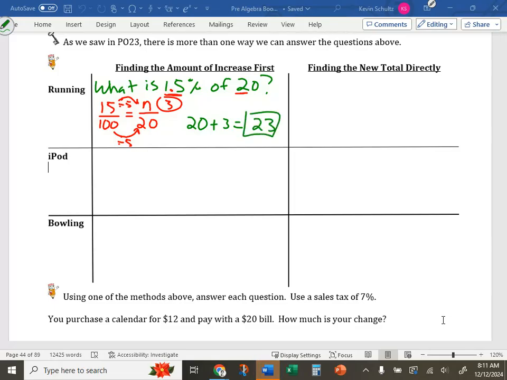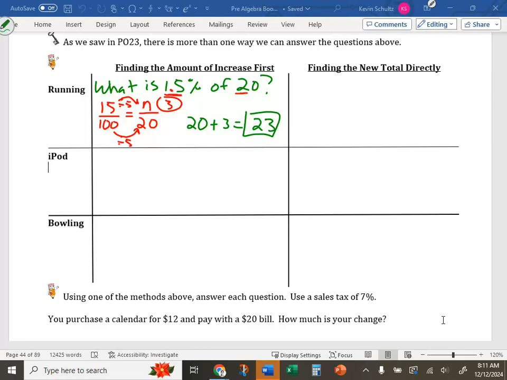Okay? So again, notice that we did not just add 15 to 20, because we're not increasing by 15 miles, we're increasing by 15%, which means you have to calculate what 15% of 20 is. That ends up being 3, so that gets added on to the 20, and 23 is our final answer.